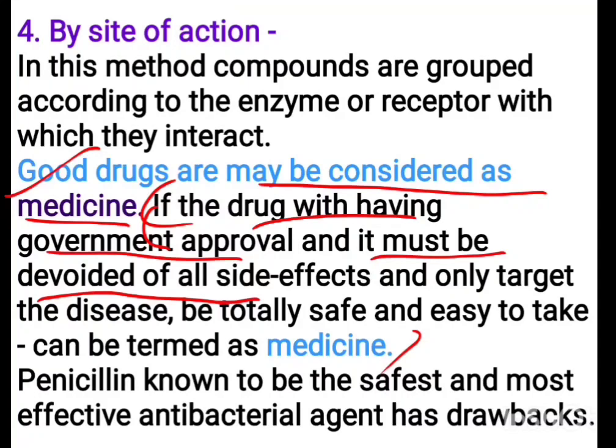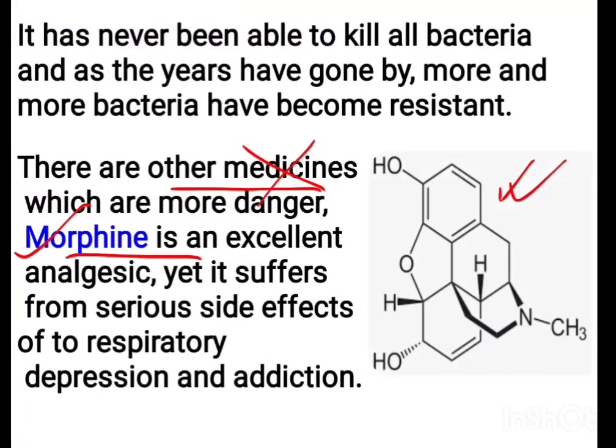Now, good drugs may be considered as follows. If a drug has government approval, it must be devoid of all side effects, or the side effects should be negligible. It should only target the disease and be totally safe and easy to take, and that should be termed as medicine. Penicillin is known as the safest and most effective antibacterial agent, but it has some drawbacks.